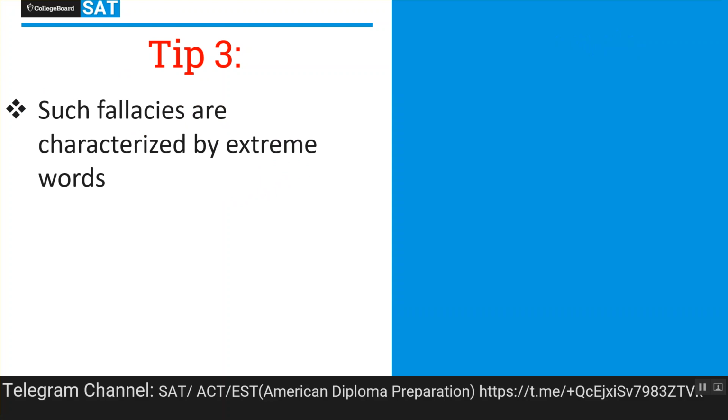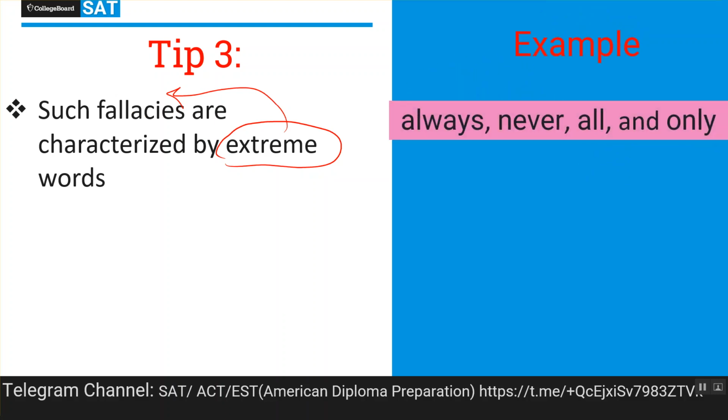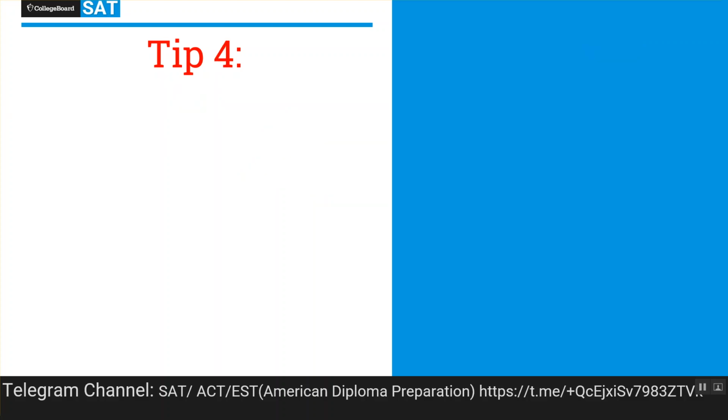Step 3. Such fallacies are characterized by extreme words, and this is a clue that this is actually a fallacy. How? Let's see. Some words, when you find them in your answer choices, you have to be totally aware that this might be a trap for you. Such words like always, never, all, and only. This can be a trap for the test taker. If you choose an answer choice that has one of these words, you have to be careful about it and make sure that it's actually right.